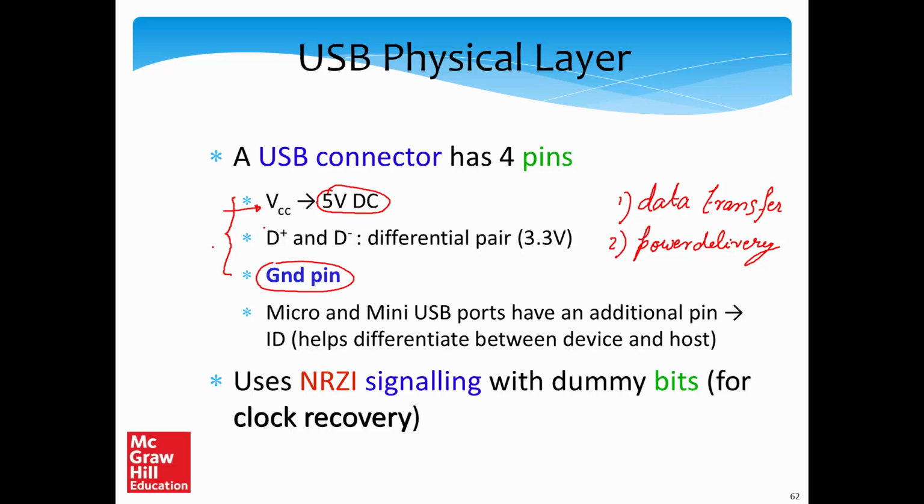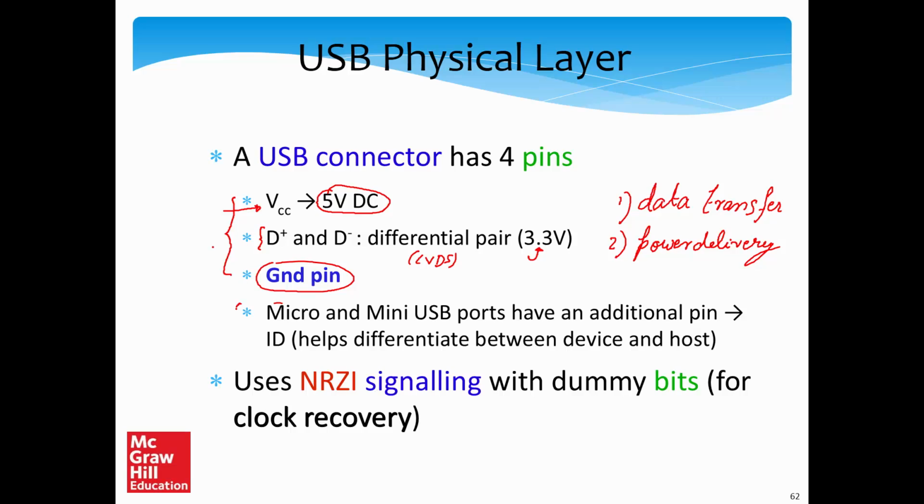In addition, we have 2 pins for data transfer, and since the data transfer happens via a differential pair, similar to LVDS, we have 2 pins, a data positive and a data negative pin. Their mean voltage is 3.3 volts and the voltage swing is around 3.3 volts.